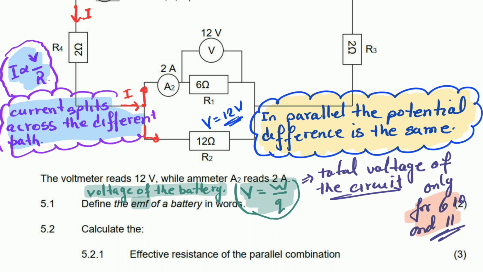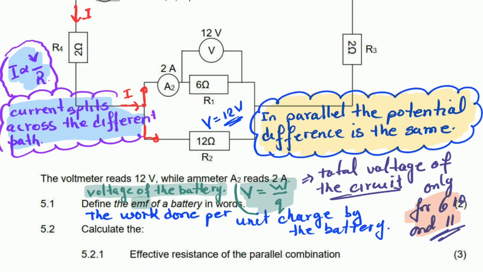Okay? But now, what is the definition of the EMF? Well, this here will help you with the definition, but we apply it for the battery. So it's that formula, but just for the battery. So it's work done per unit charge. That is the formula for the battery. These are the two marks. That is the definition of EMF you need to give in this specific question.